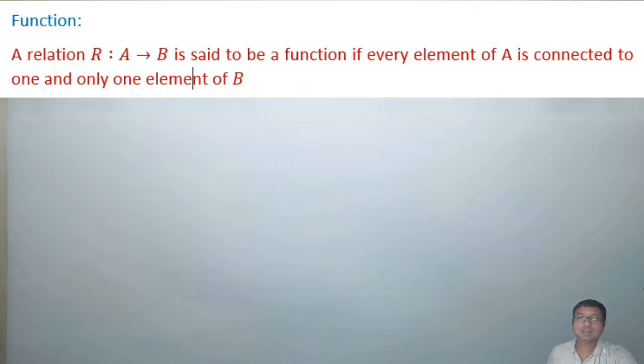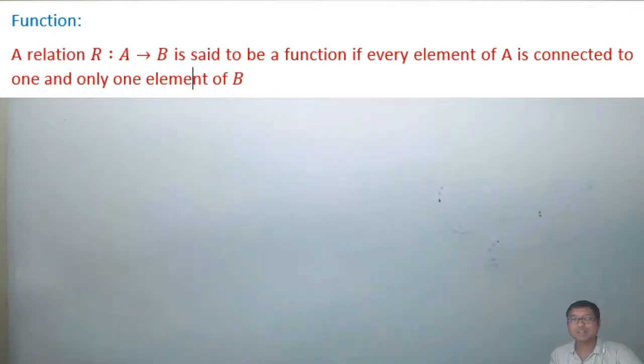Okay, before going to different types of function, let me give you the definition of function. Already you got it in your first year course, and let me revise that one first, then I'll be going to different types of function. Let us try to understand what is the meaning of function, and this is the definition. The definition says a relation R that is going from A to B is said to be a function if every element of A is connected to one and only one element of B.